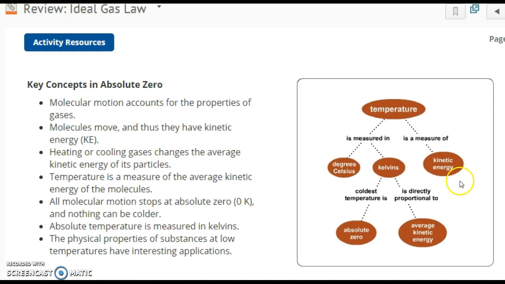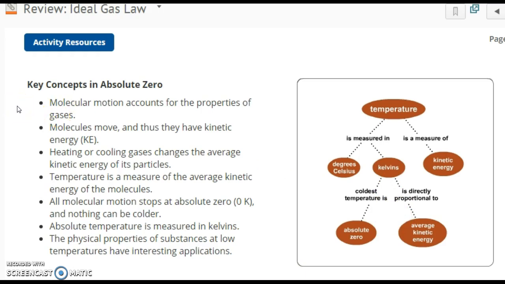Absolute zero. Temperature is a measure of kinetic energy. Kinetic energy is motion. Temperature is measured in degrees Celsius or Kelvin. The coldest temperature is absolute zero, which is colder than outer space. And even scientifically trying, we haven't quite gotten that cold. Kelvin is directly proportional to the average kinetic energy.